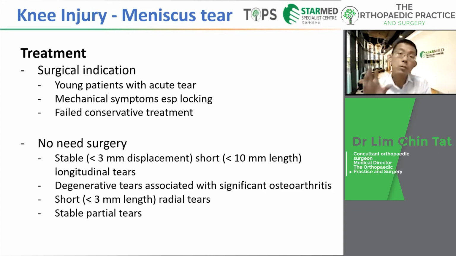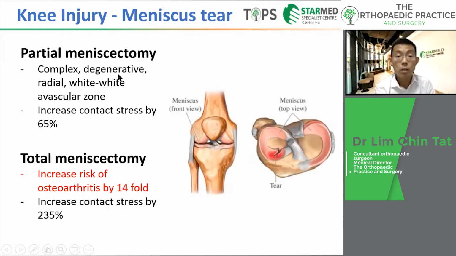For younger patients, we always try to preserve the meniscus instead of removing it, because the more meniscus you have, the more cushion you preserve, the more shock gets absorbed, of course, and then the lower the risk of arthritis after that. So we can do a partial meniscectomy, which is to trim away a little bit of the meniscus, or we can do a total meniscectomy.